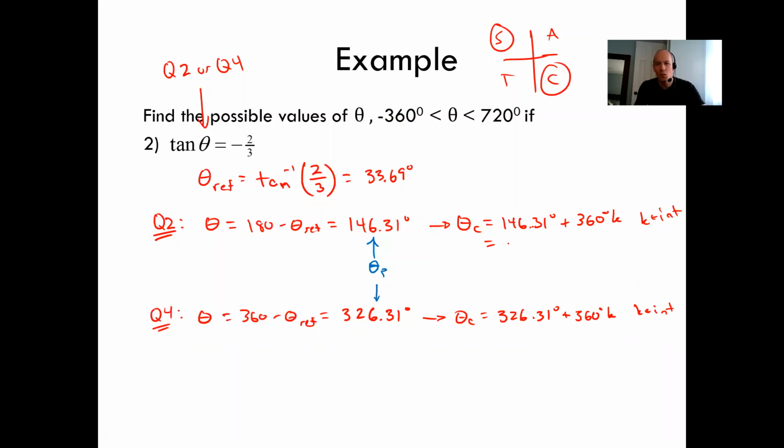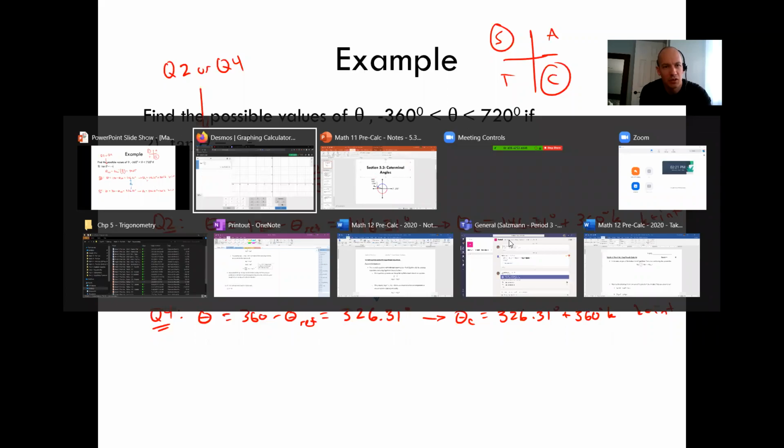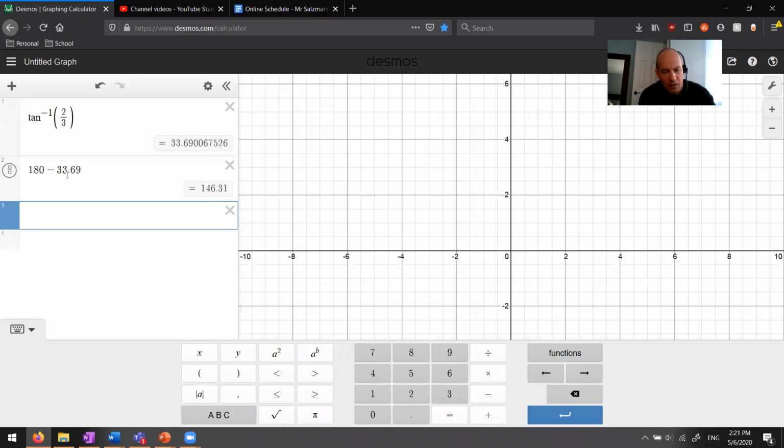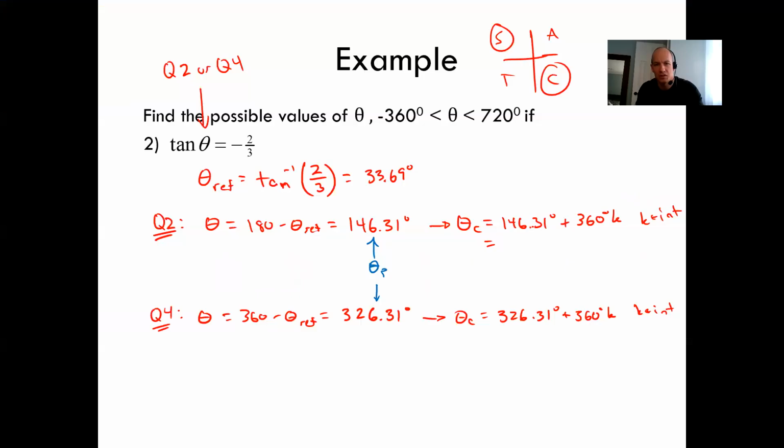So what's 146.31 minus... Oh, okay, well I thought I was being pretty cool here by skipping steps, but you know what? Let's double check all my work while we're here. Okay, 2.69, I got it. Cool. Now we're going to take 146.31 and subtract 360 from that. We're going to get -213.69.